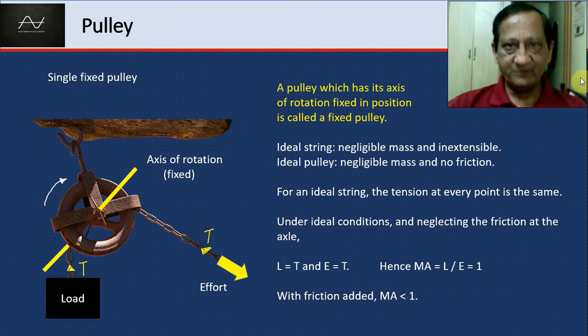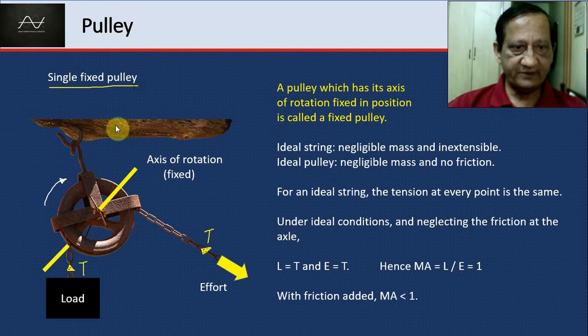The last type of machines is pulleys, and you might have seen this in villages. People use it for drawing water from the well, and that is a single fixed pulley that you see in this picture. There is a support on which this pulley is fixed. It is just a disc, and it can rotate about this axis.